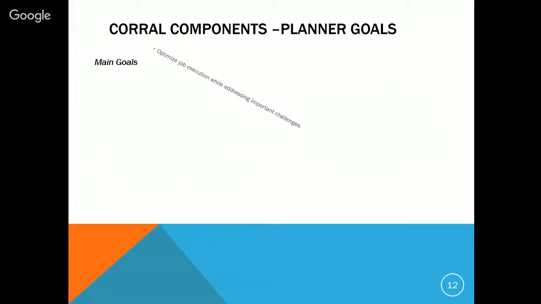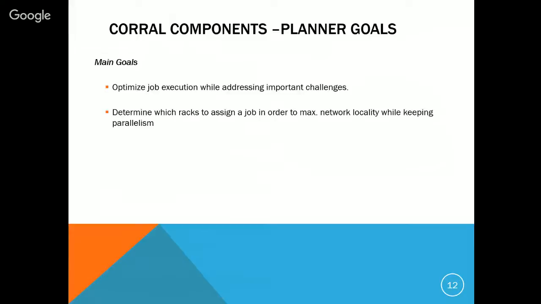So, what are the main goals of the offline planner? The main goal of the offline planner is really to optimize job execution while addressing important challenges. What are the challenges here? The main challenges are to determine which racks to assign a job in order to maximize network locality while keeping parallelism. And the second one is to ensure that jobs and their input data are spread across the cluster without overloading any part of it.